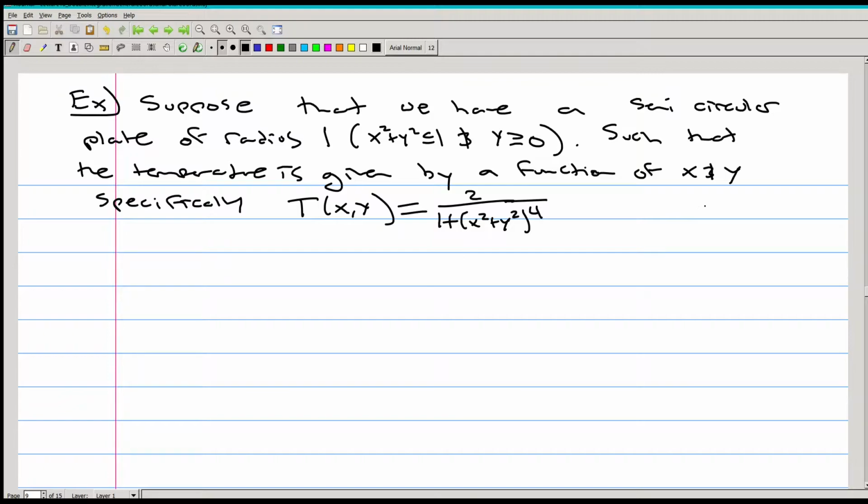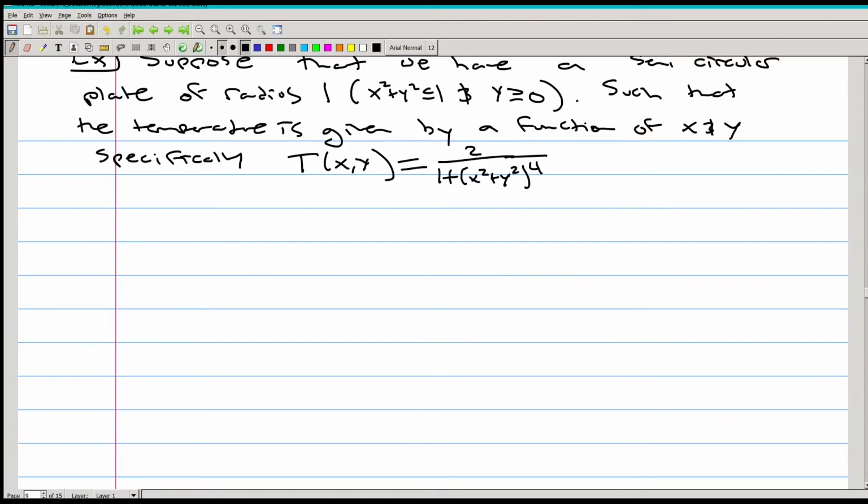So if we look at this function, this plate right here has a circular domain, and only half of a circle. If you look at the level curves of this function, the value of the function at the origin is just going to be 2.